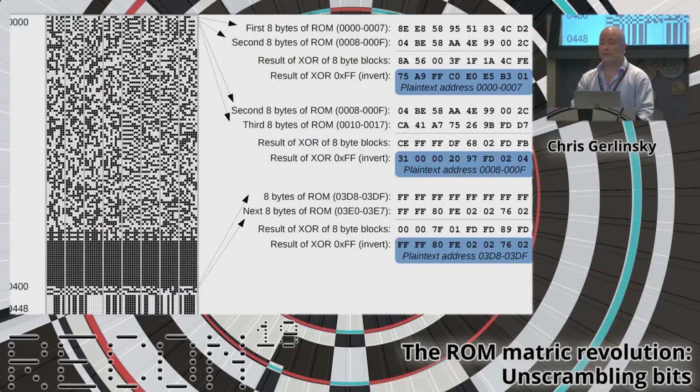Looking into it a little bit more, it was pretty obvious once we dug into it, because the full encryption on this ROM is an exclusive OR. They're taking 8 bytes of ROM, you exclusive OR that with the next 8 bytes, you invert that, or exclusive OR with FF, and your result of that is the plain text address. So if we take the first 8 bytes of ROM, we XOR that with the second 8 bytes, we invert, we get the plain text address. If we do that with the next 2 rows, we take the second 8 bytes, exclusive OR with the third 8 bytes, our result from that is the plain text address.